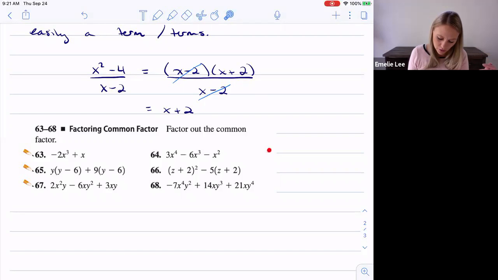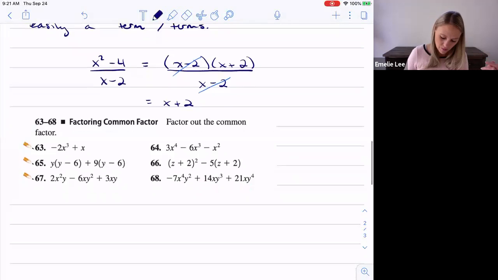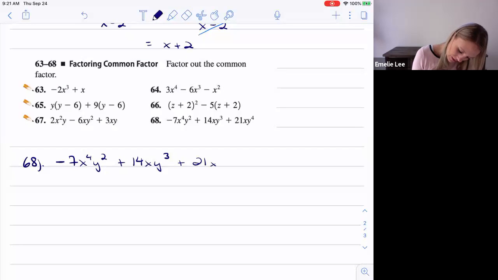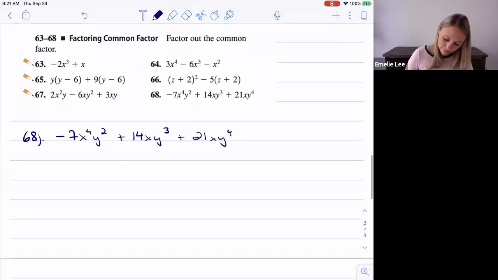So let's do 68, nice and big. 68. Negative 7x to the 4th y squared plus 14x y to the 3 plus 21x y to the 4th. And we want to factor out common factors.